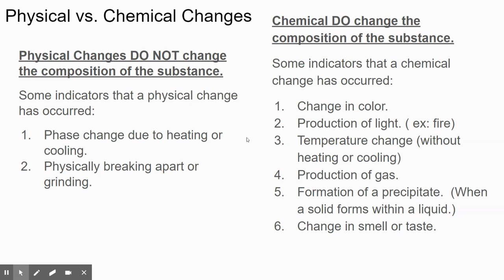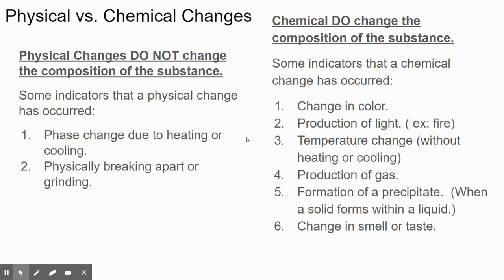So really just think, in a physical change, you're only changing the physical part of it. It's staying the same element, staying the same compound. There's no chemical change occurring. There's no new substance being formed. In a chemical change, a new substance is being formed. Chemical bonds are being broken and or made in a chemical change.